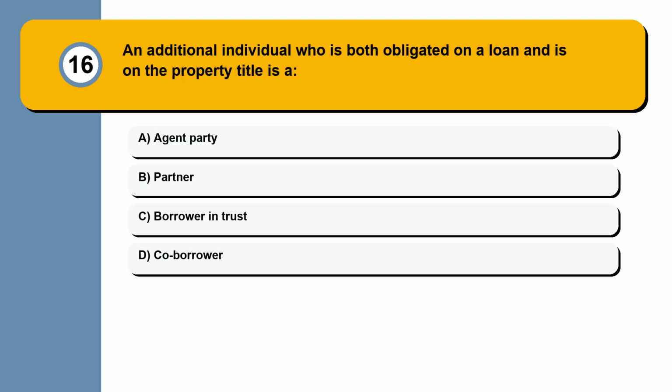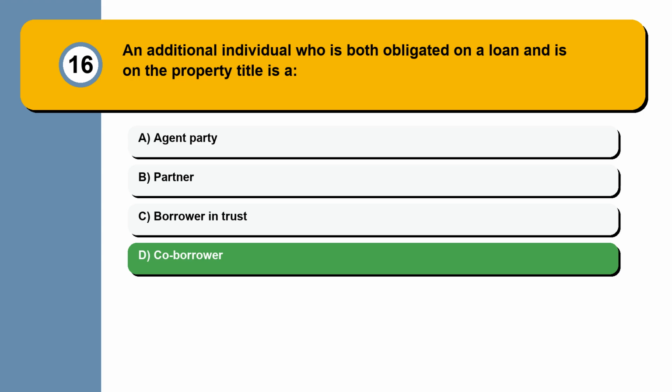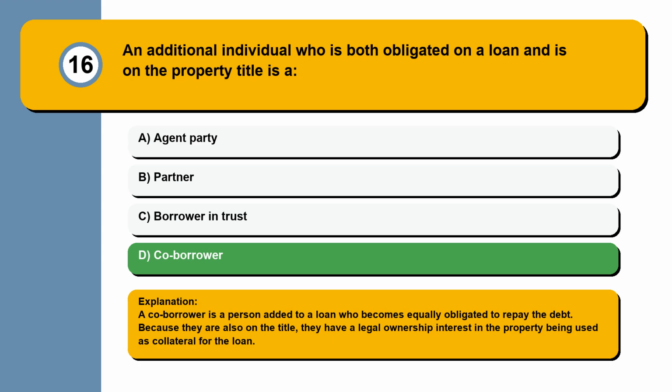Question 16. An additional individual who is both obligated on a loan and is on the property title is a agent, party, partner, borrower in trust, co-borrower. A co-borrower is a person added to a loan who becomes equally obligated to repay the debt. Because they are also on the title, they have a legal ownership interest in the property being used as collateral for the loan.